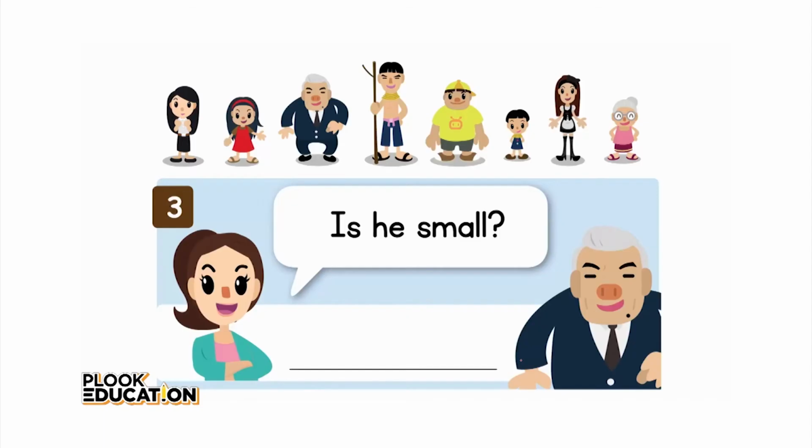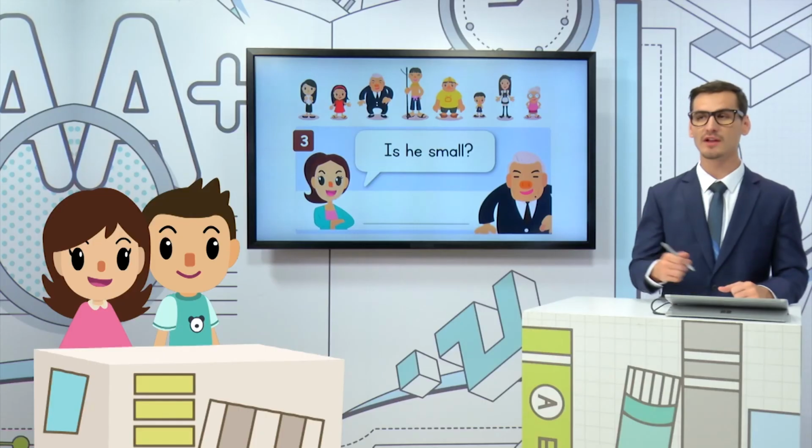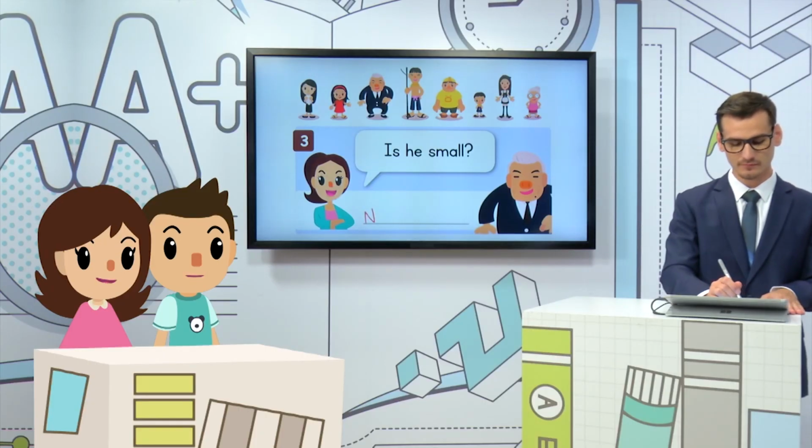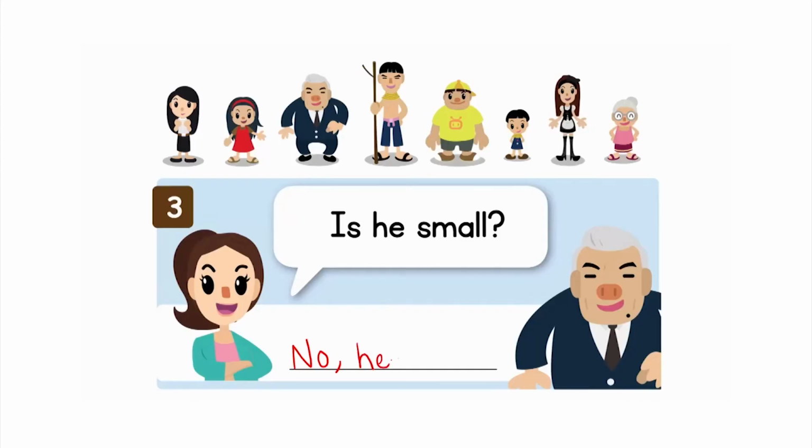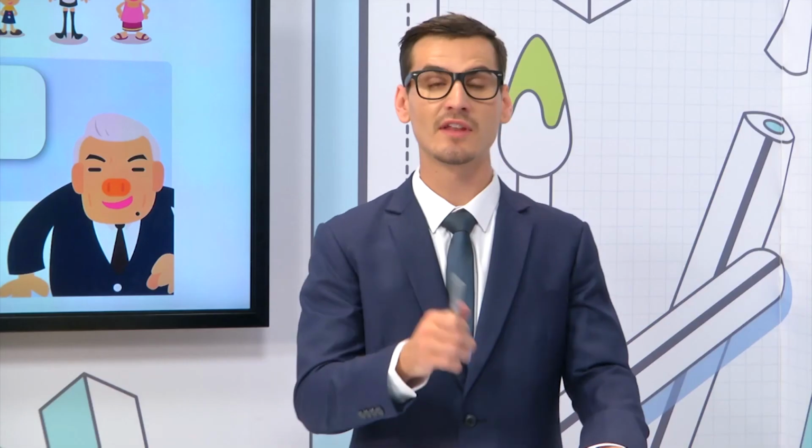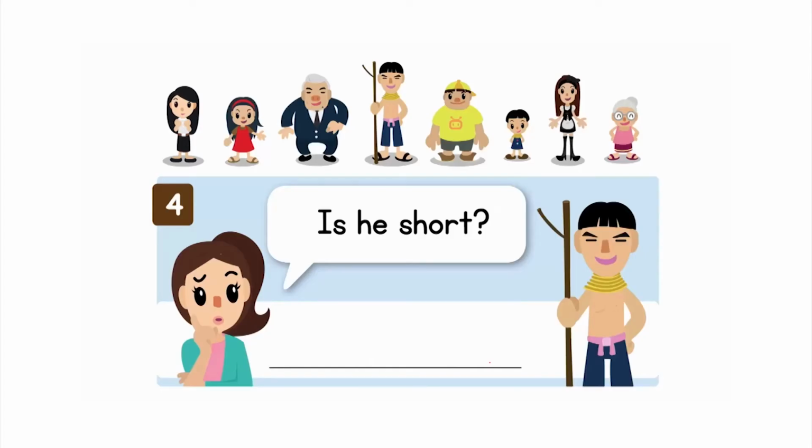Question number 3. Is he small? No, he is not. Are you sure? Yes. Okay. What should we say then? No, he is not. Good job. The next question, I want you to read the question and tell me the answer. Is he short? No, he is not. Good job.